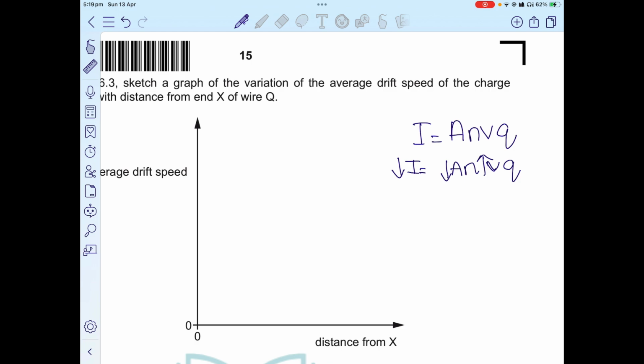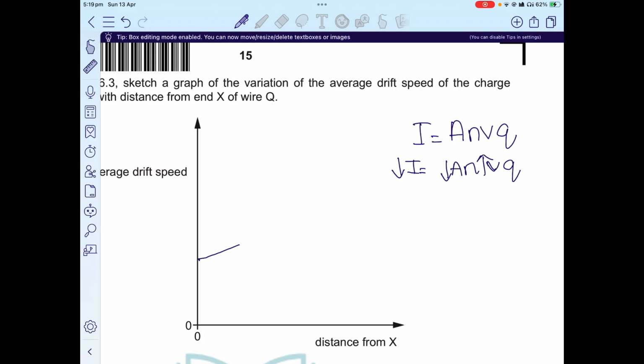We also know that drift speed can never be zero because electrons move even if you're a little bit off. That's only where the current occurs. So it cannot be zero. So the graph would look somewhat like this.